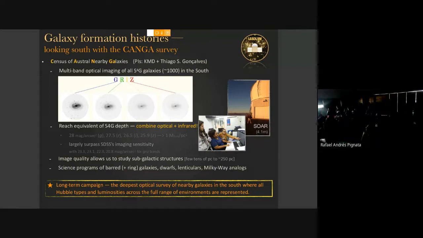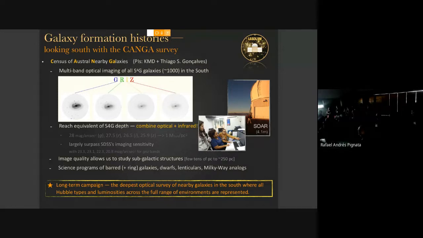And for that reason, we came up with this idea to go after all of the S4G galaxies. So remember, S4G is the Spitzer, this very deep Spitzer mid-infrared 3.6 micron data that goes down to 1 solar mass per parsec squared. So this is the deepest tracing that we have of stellar mass distribution in nearby galaxies. So we said, let's go after these galaxies to that depth, the ones that we can reach from the south.